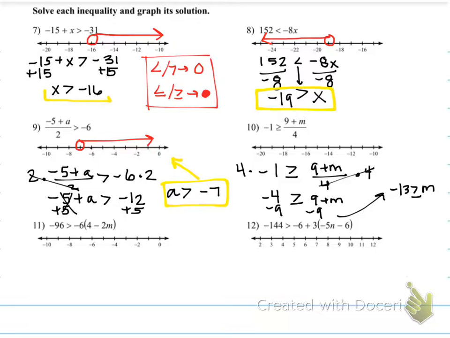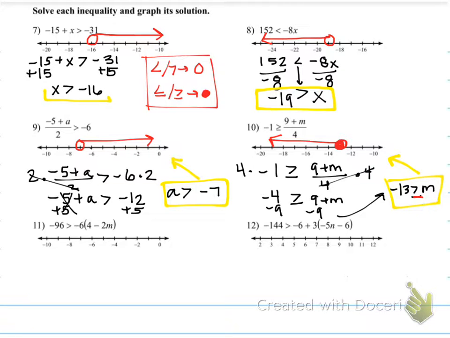Okay, so now we have to graph that on our number line. So that's our answer. Now let's graph it. We're going to have a closed circle this time because of that equal to. So closed circle at negative 13. And it's saying negative 13 is greater than or equal to m, so it's the biggest possible answer. So my arrow is going that way.